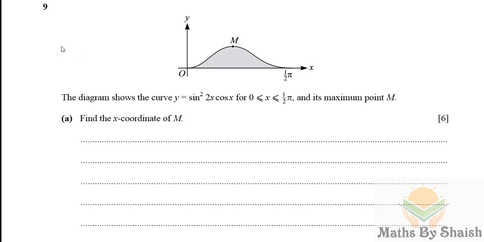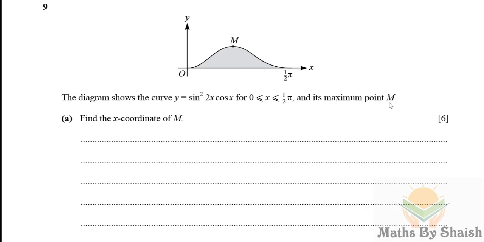Here we are going to solve the last two questions from the Specimen paper of 2020 from 9709/03, that is Pure Mathematics 3, paper 3. So here is question number 9. The diagram shows the curve y equals sin²2x cos x for x between 0 and π/2 and its maximum point M. Here it is, M, and it is the maximum. The first part is to find the x coordinate of M.